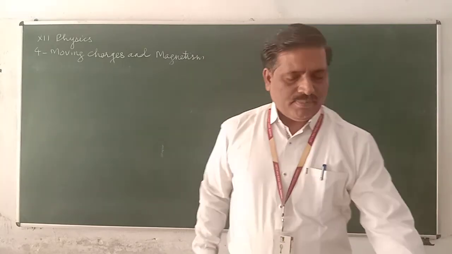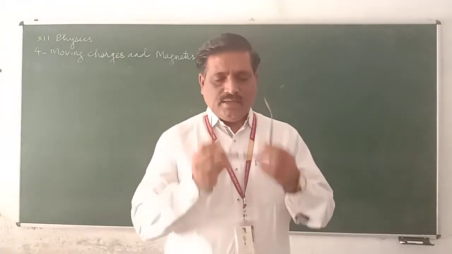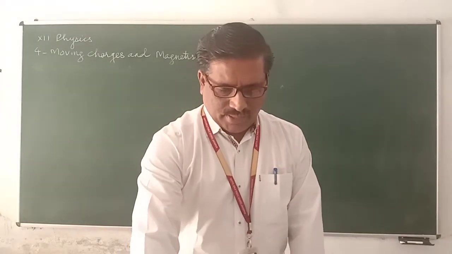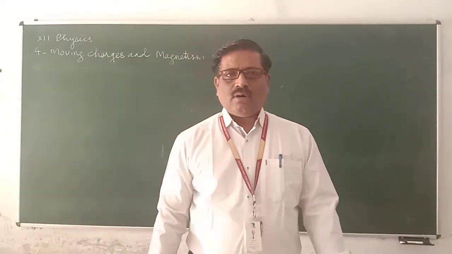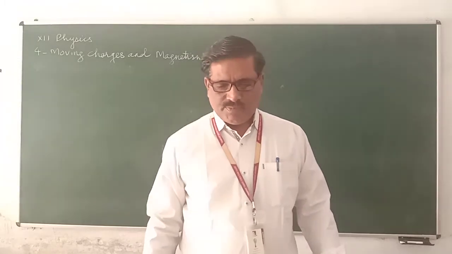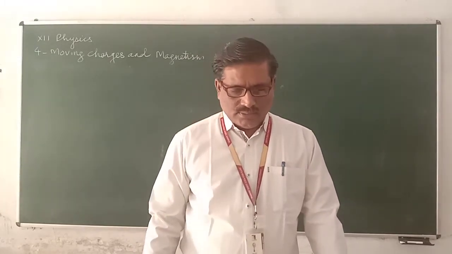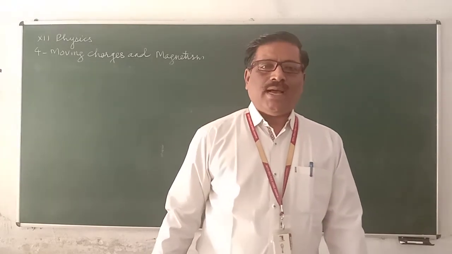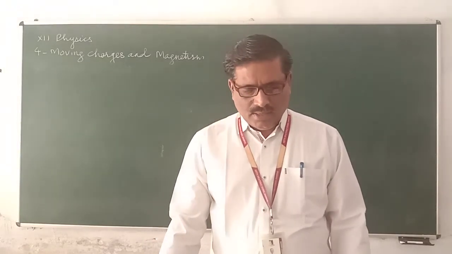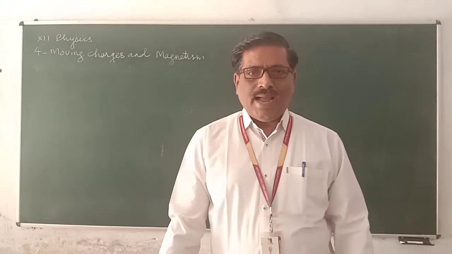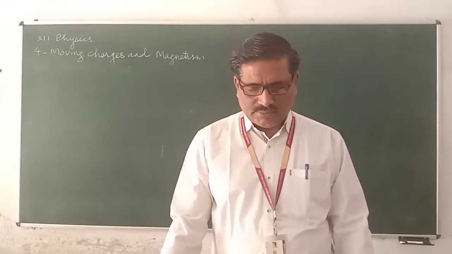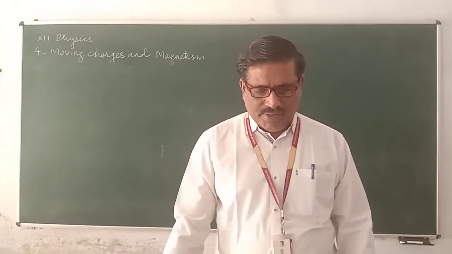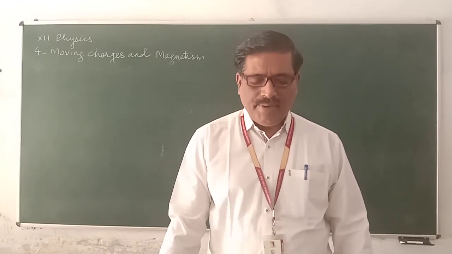This is problem number 4.6. I read the problem. A straight wire carrying a current of 12 ampere is bent into a semicircular arc of radius 2 cm as shown in the figure. Consider the magnetic field B at the center of the arc. What is the magnetic field due to the straight segment?